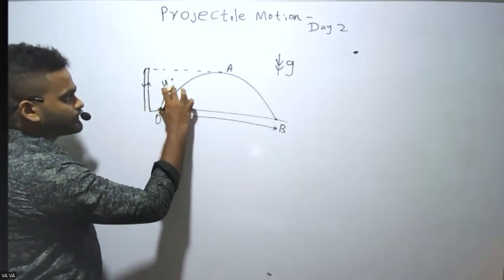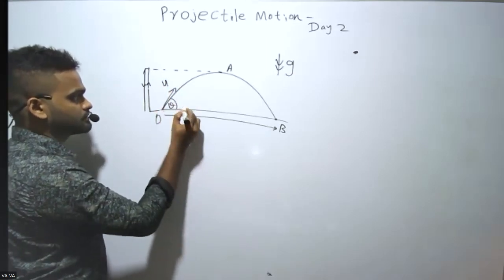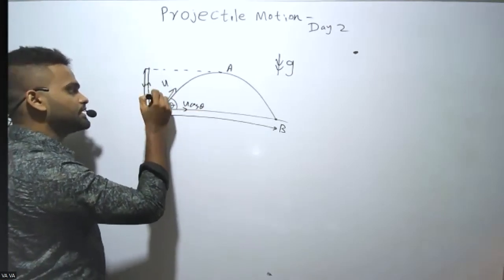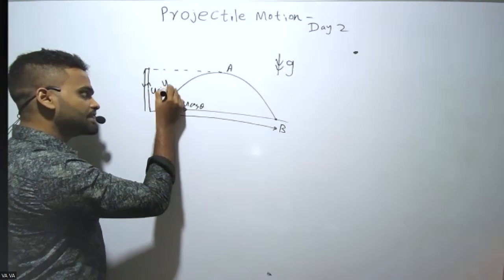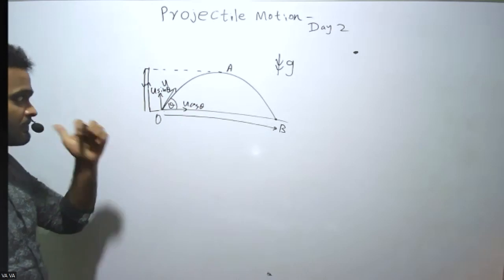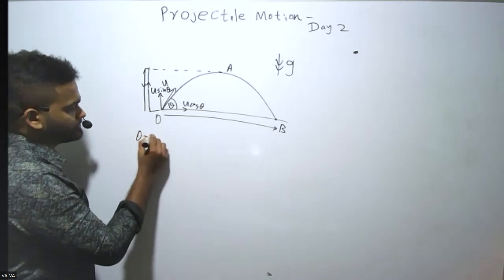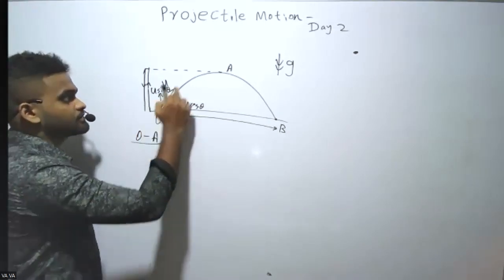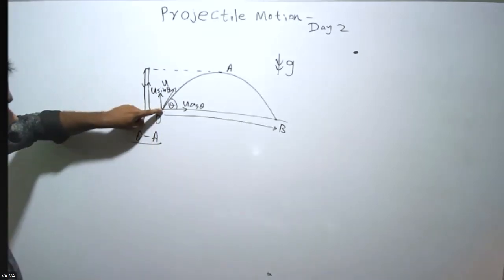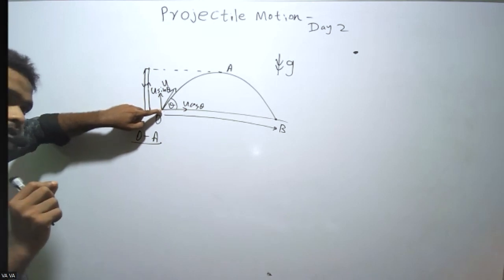So you have to consider components. This is the horizontal component of the initial velocity, u cos theta. This is the vertical component of the initial velocity, u sin theta. For this one, I'll apply separately. Let's say you need to find the time required for this object to move from O to A. So what you're finding is the time from here to here. So you can apply equations only considering the vertical motion.